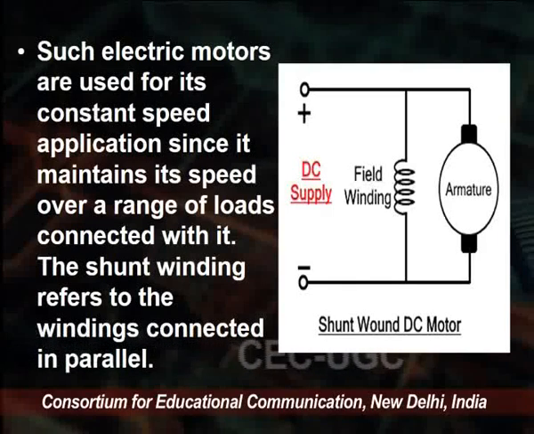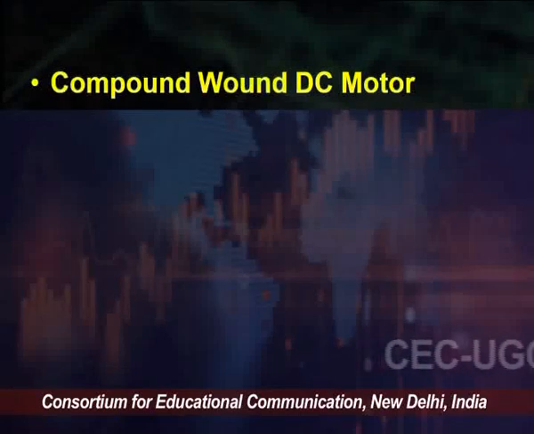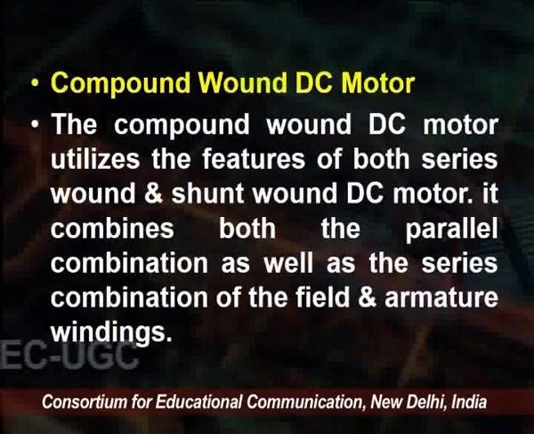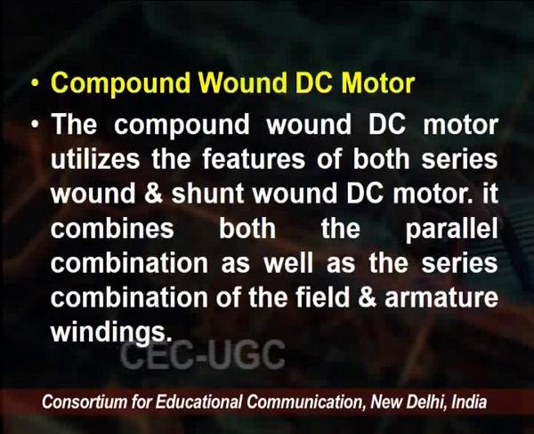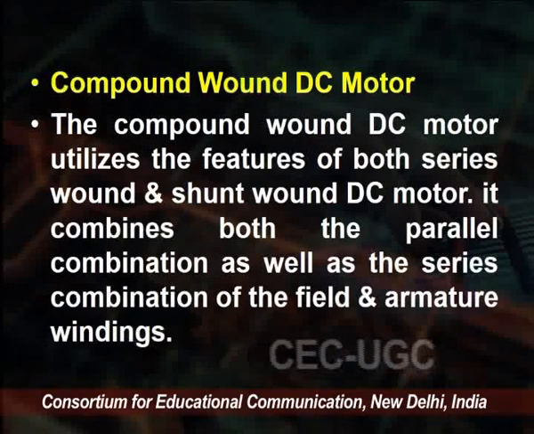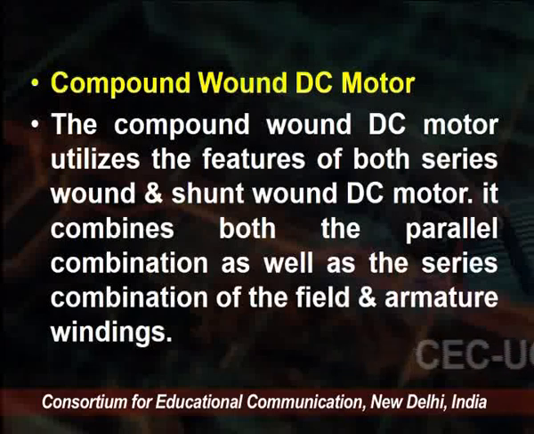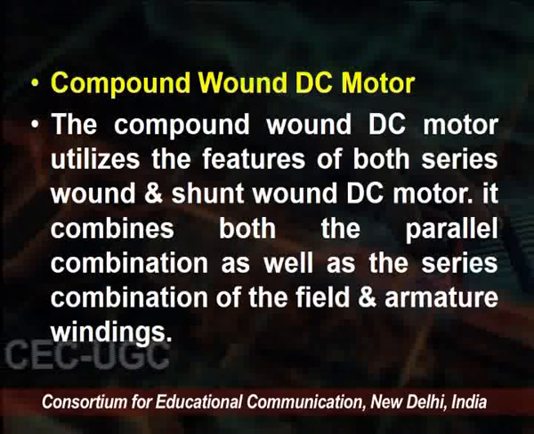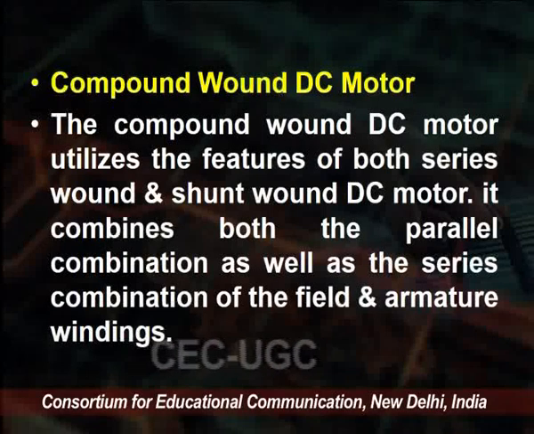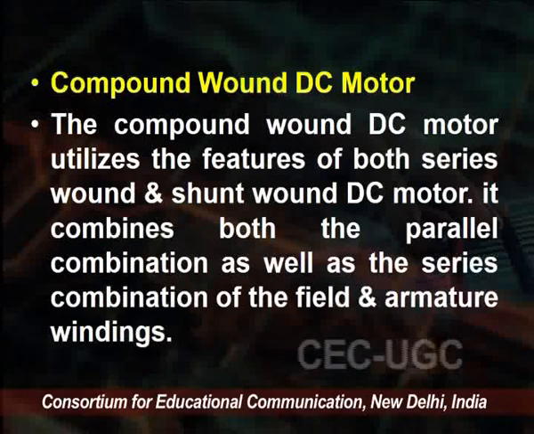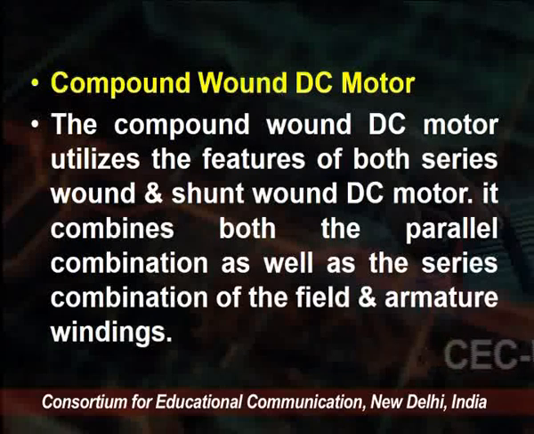Now the next type of DC motor is the compound wound DC motor. This compound wound DC motor utilizes the features of both the series wound and the shunt wound DC motor. We will use series as well as shunt, means series and parallel, in the combination of the compound wound. It combines both the parallel combination as well as the series combination of the field and armature windings.